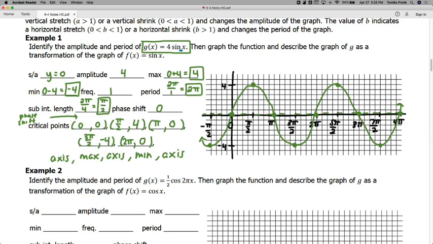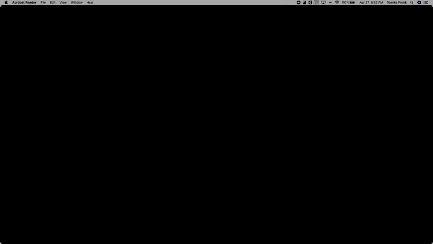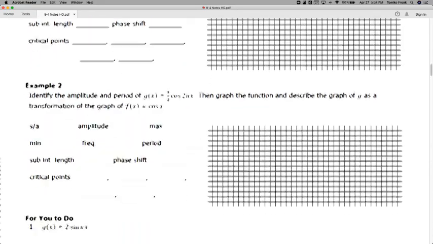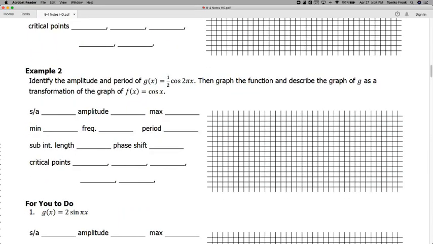Okay, so that is our first example. Take a second, pause, make sure everything is good. We're going to move on to example 2 now. All right, second example for shifts, and then you're going to practice the for you to-dos. We want to identify the amplitude, period, all of that information for the graph 1/2 cosine 2 pi x, and then we will graph this by hand.